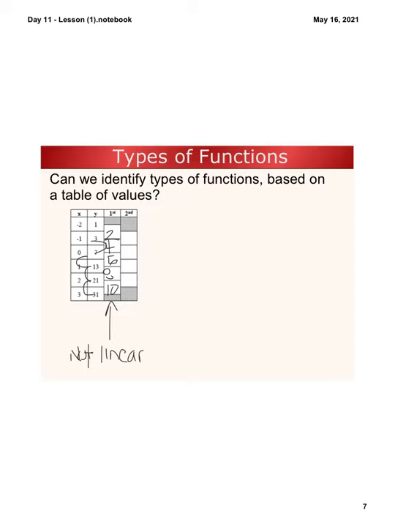So we're going to do the exact same thing, but this time we're going to use the first differences. So 4 take away 2, that's 2. 6 take away 4, that's 2. 8 take away 6, that's 2. And then 10 take away 8, that's 2. Since these are all the same, that means that this is a parabola or is quadratic.